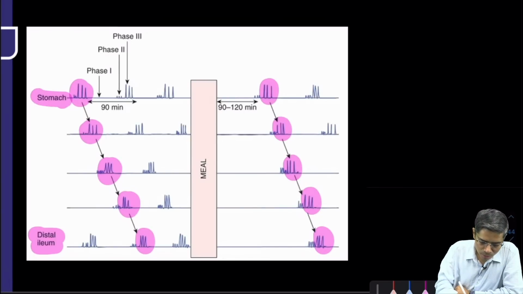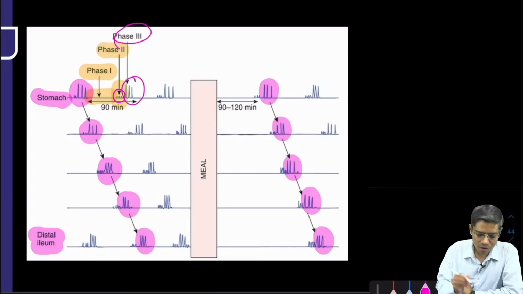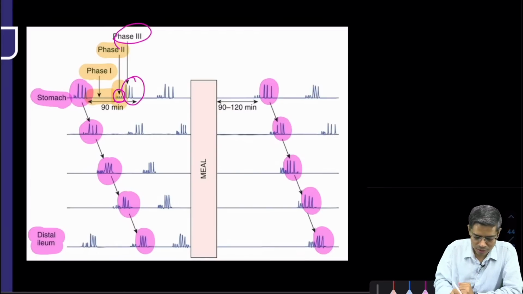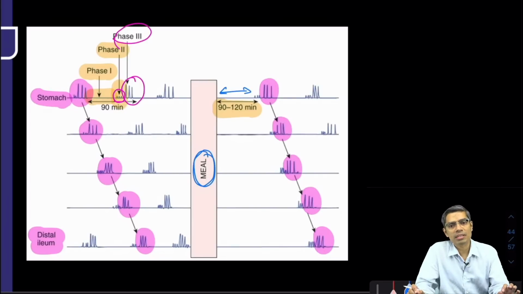So, phase 1 means the contraction is not seen at all. Phase 2 means irregular contraction you are finding here, and phase 3 means strong contraction you are finding here, right. And in between there is a gap of 90 to 120 minutes where there is no activity. Okay. So, if you take a meal in between, the meal is inhibitory for this motility.